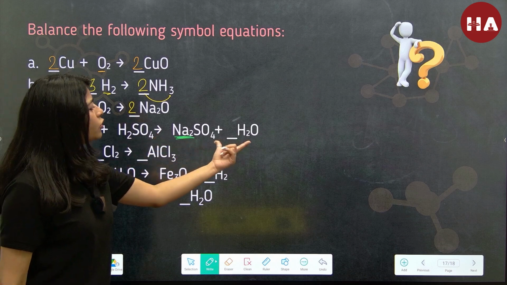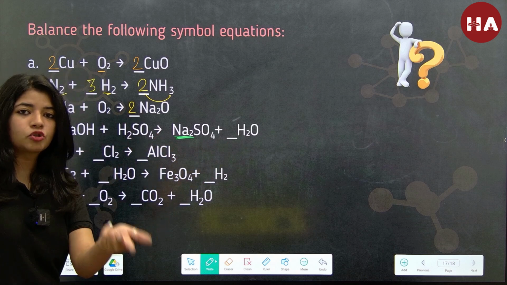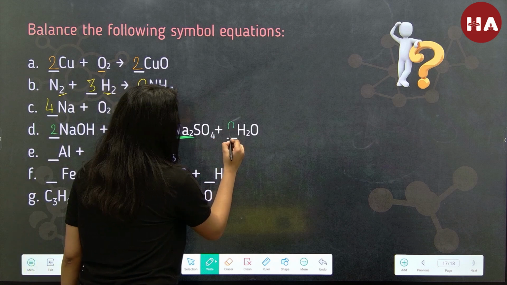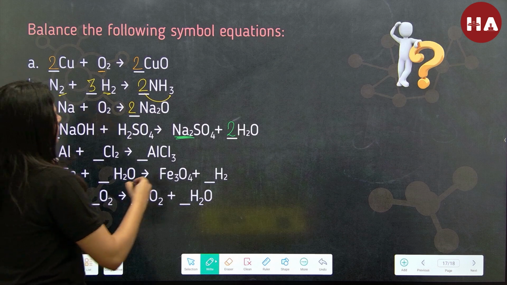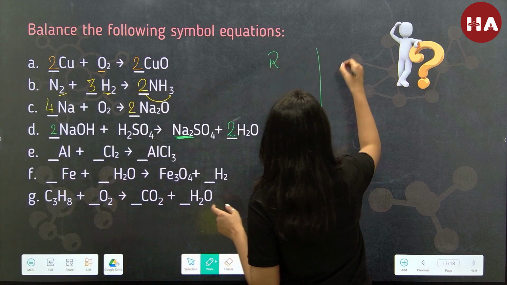Okay, and what about in product side? Only 2. So to make this 4, what do I do? I simply add 2 over here. Now let's check the total number of reactants in the reactant side. Let me write R over here and P.